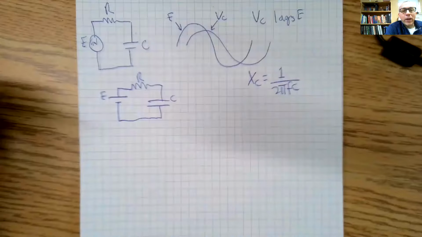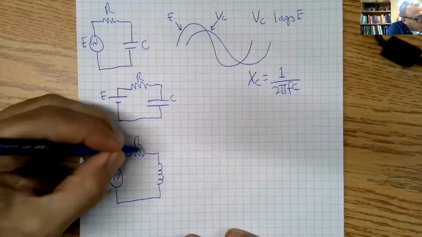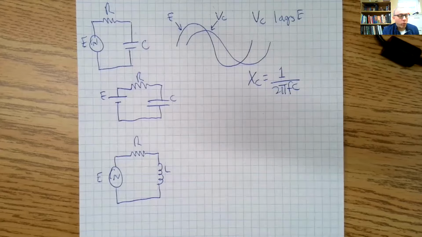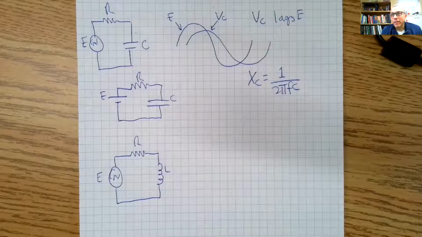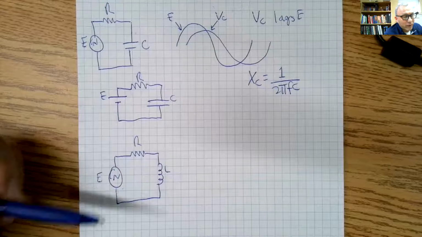So now we are getting into inductive reactance. And what we are going to see is we have a resistor, our inductor. And if you remember from the DC part of the course, an inductor in a circuit will fight a change in current. It will oppose a change in current until it hits steady state, which is at 5 tau. But again, here, because E is always changing because it's AC, that means that the current going through the inductor is always changing, which means it never reaches steady state.